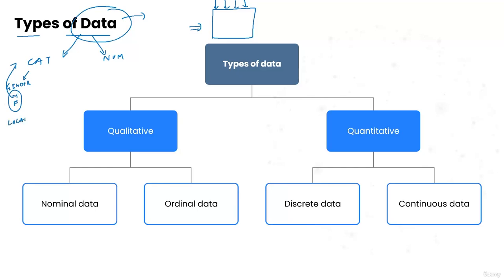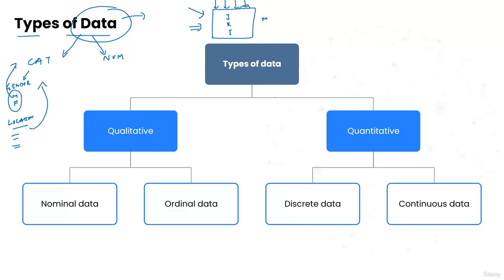Another example will be location. Let's say multiple customers' locations are captured in the data. Somebody stays in Japan, some stay in Korea, some stay in Indonesia, some in Malaysia. So those kinds of data are also called categorical data.